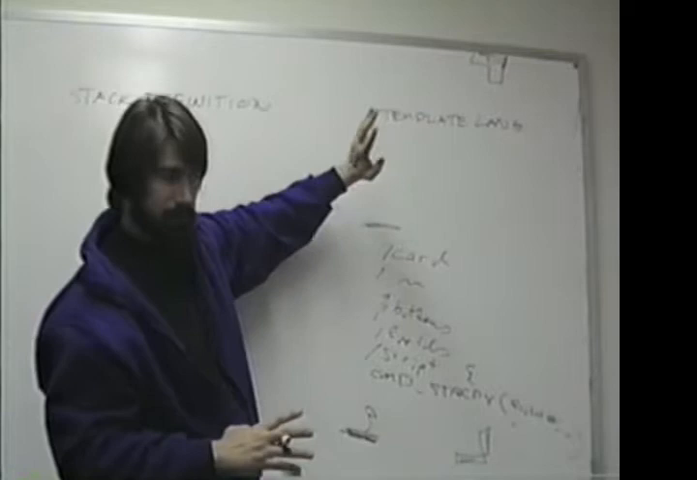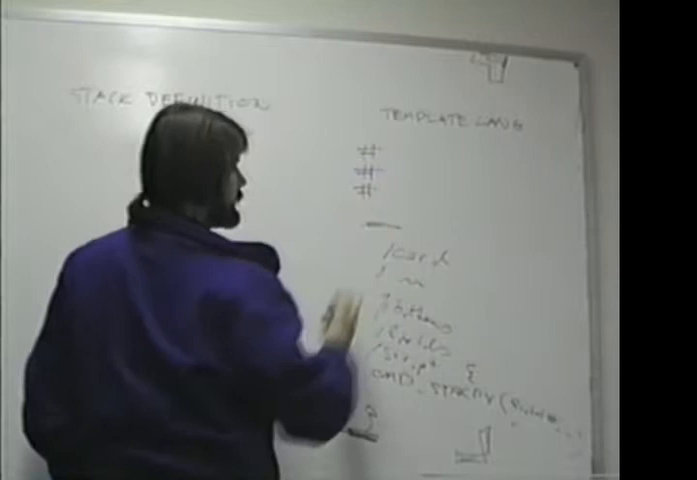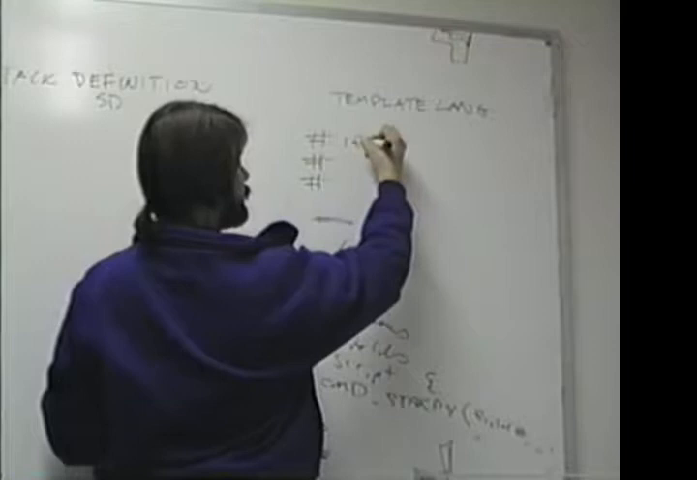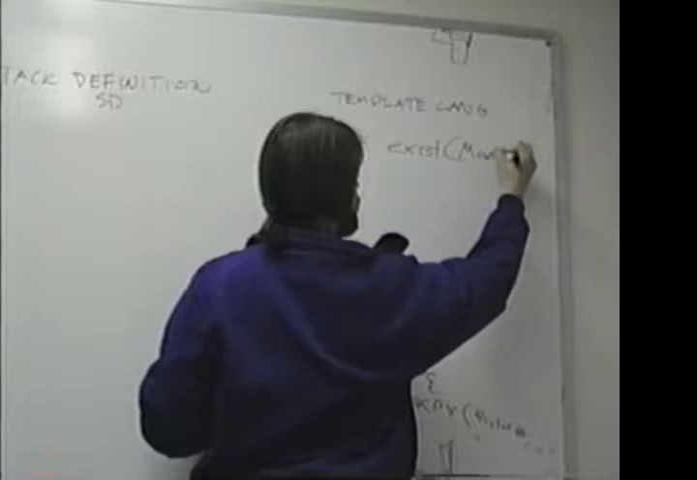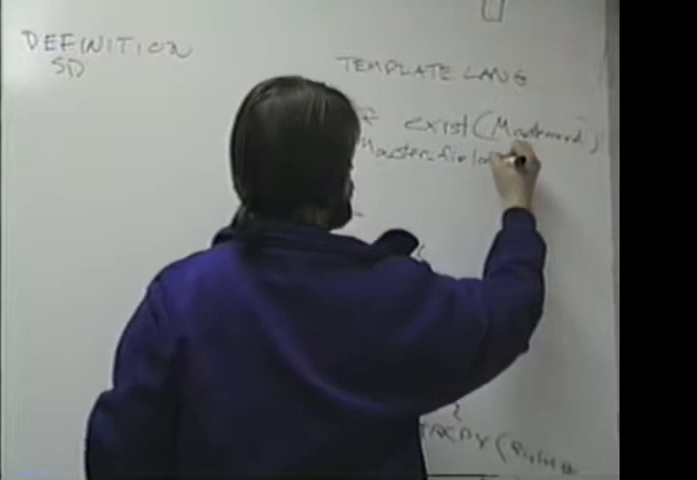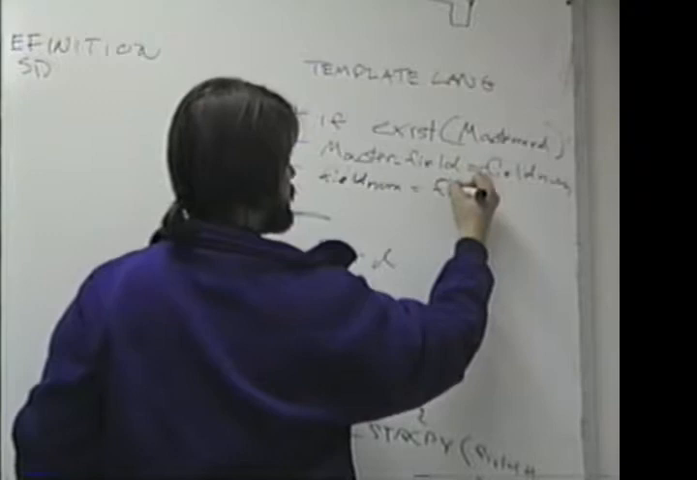So we have two ways of doing that. We have command lines, which are just the beginning of the markup command line. There's just a pound sign in the first column, followed by something on the order of if. I'll give you a simple example, but I won't explain it yet. If exist MasterCard, master field is equal to field num, field num is equal to field num plus one, and if.